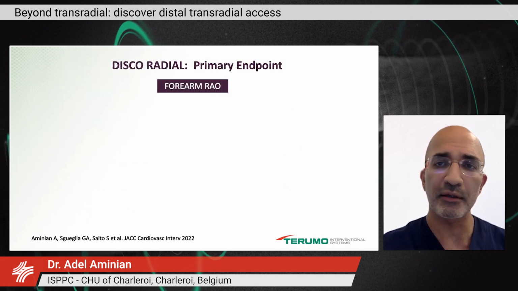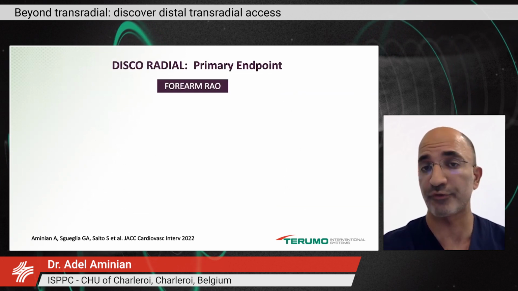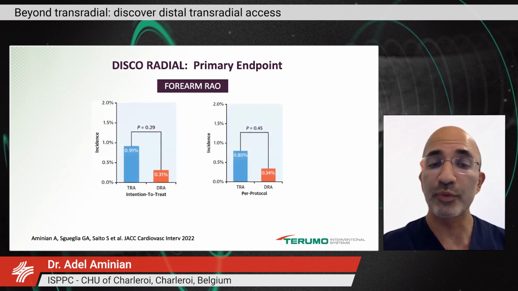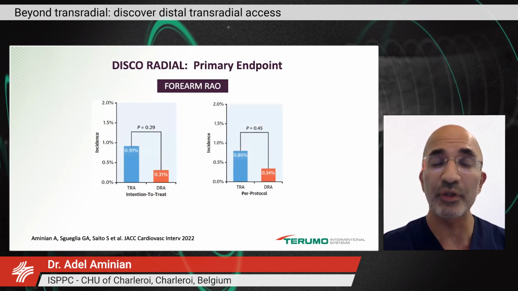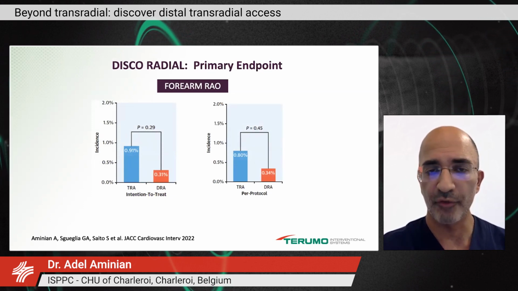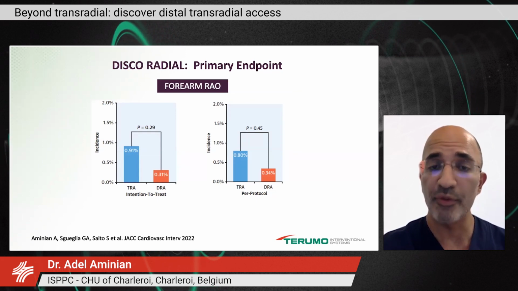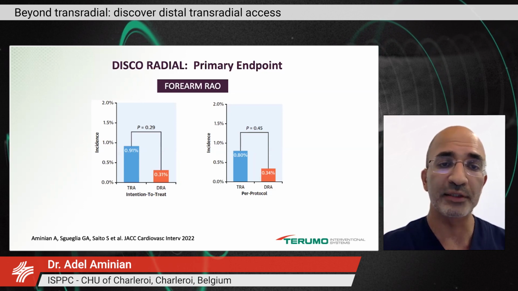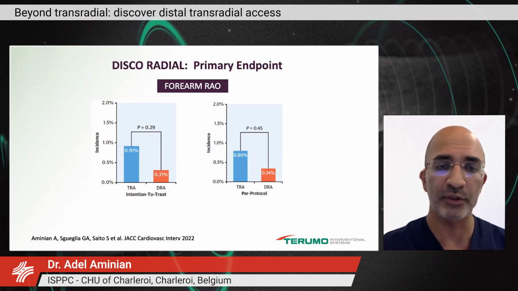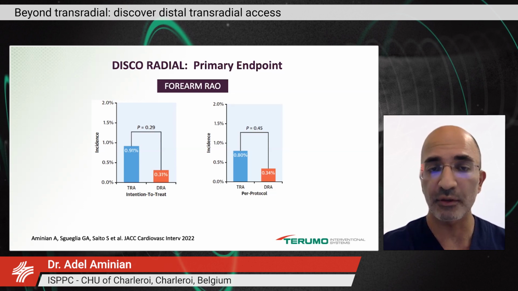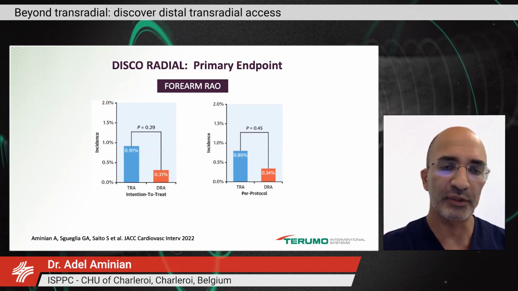If you go directly to the primary endpoint of the trial, which was forearm radial arterial occlusion, what we see in this trial is that we ended up with an extremely low rate of occlusion in both groups without statistical significance. It was 0.3% in the distal group and 0.9% in the forearm radial artery group. So there was a numerical difference, but it was not statistically different.